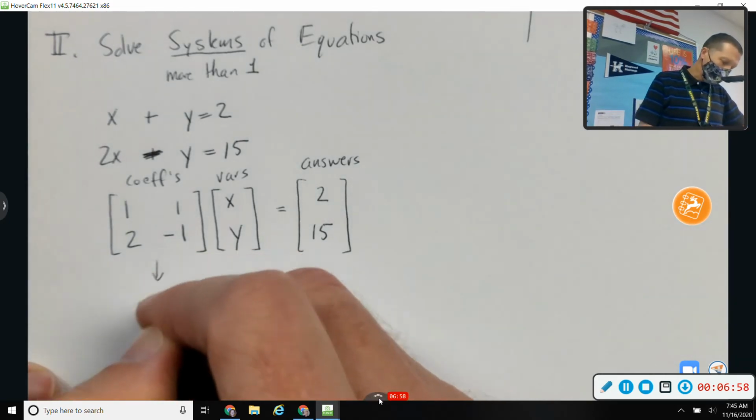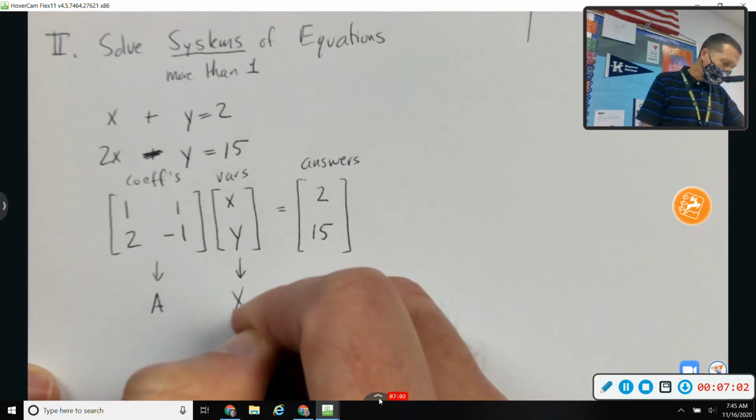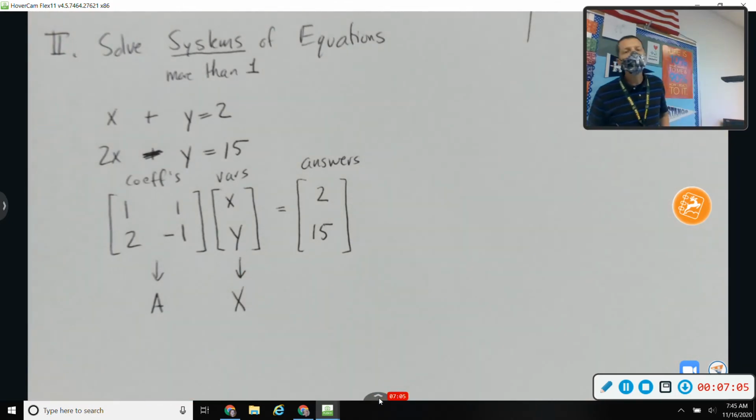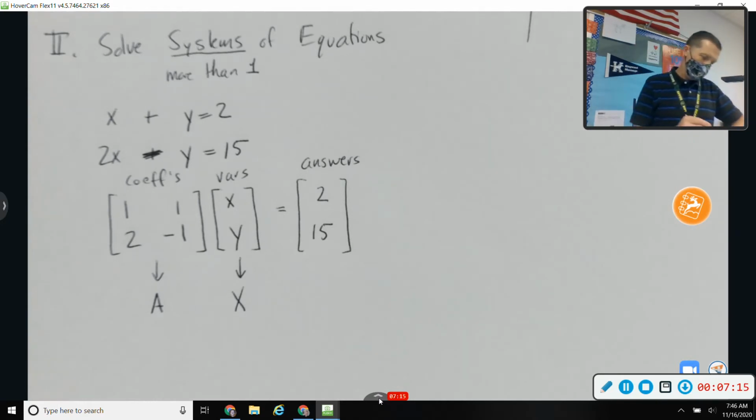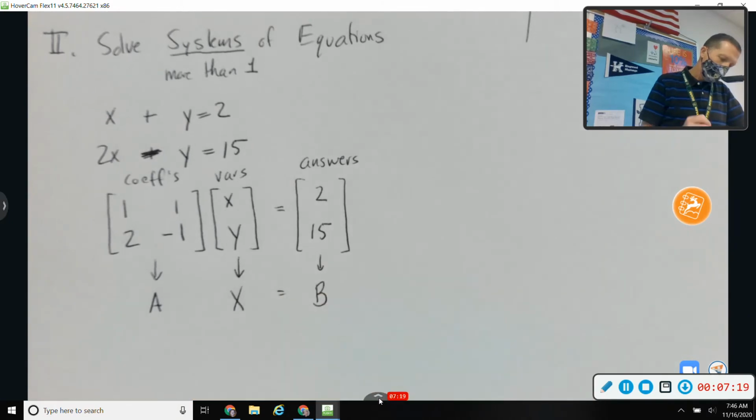Here's how we're going to view this. First matrix is going to be A. Second matrix is going to be X. Be careful, that's not a lowercase x, that's an uppercase X. That's a matrix, not just a letter. But it is a matrix of unknowns. It's a matrix of variables. Equals matrix B.